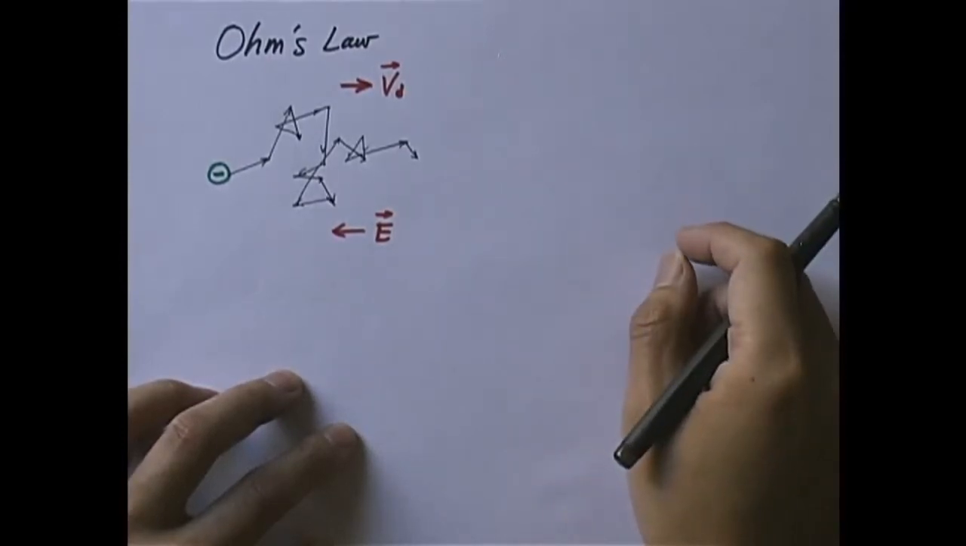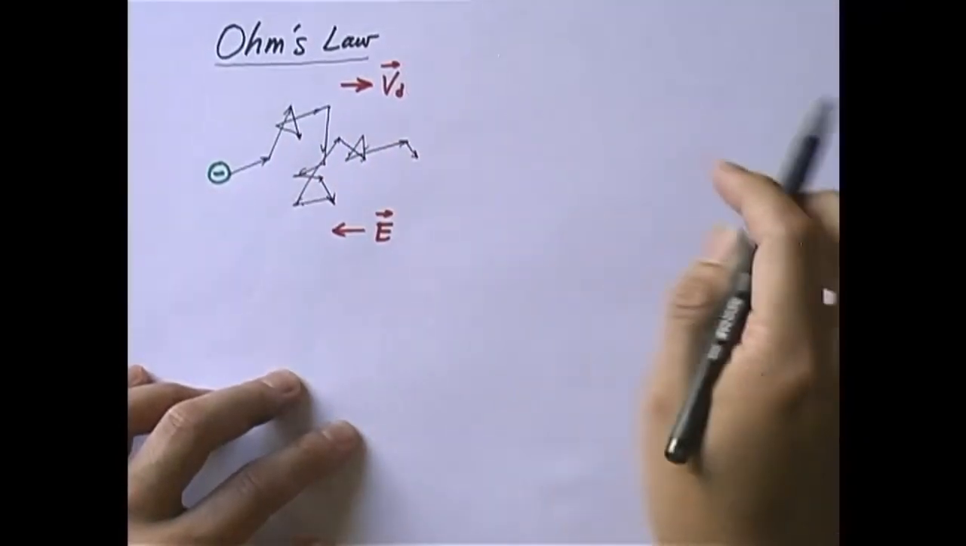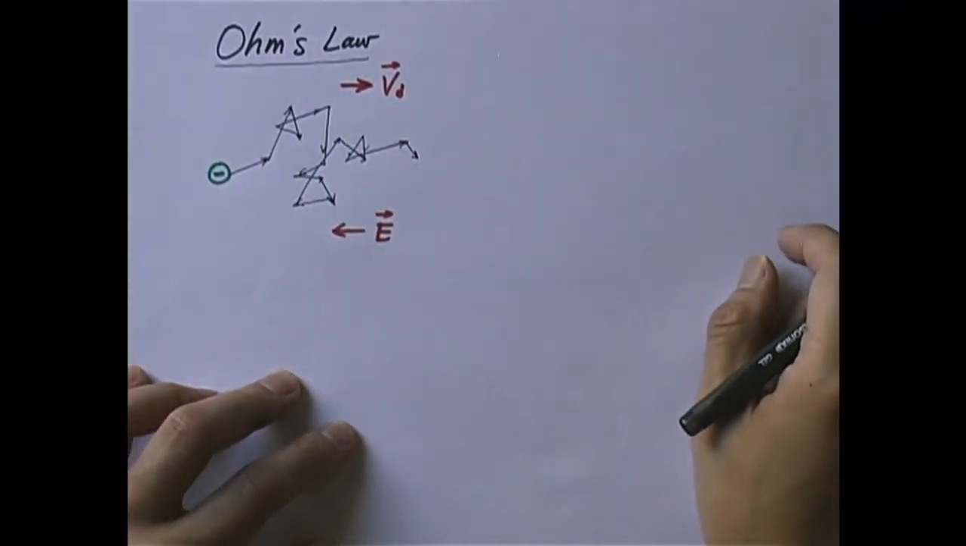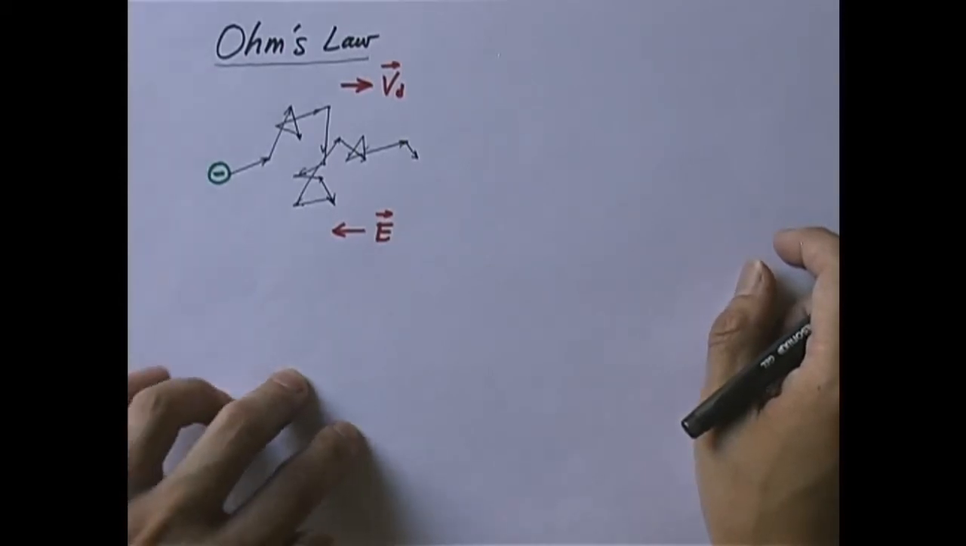The single most important law in this chapter is the so-called Ohm's law. It is one of the most elegant laws in all of physics because of simplicity in form and because of its great range of applicability.